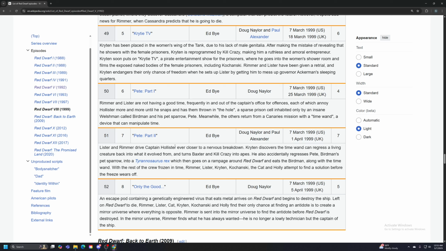With the rest of the crew frozen in time, Rimmer, Lister, Crichton, Kochanski, the Cat, and Holly attempt to find a solution before the freeze wears off.